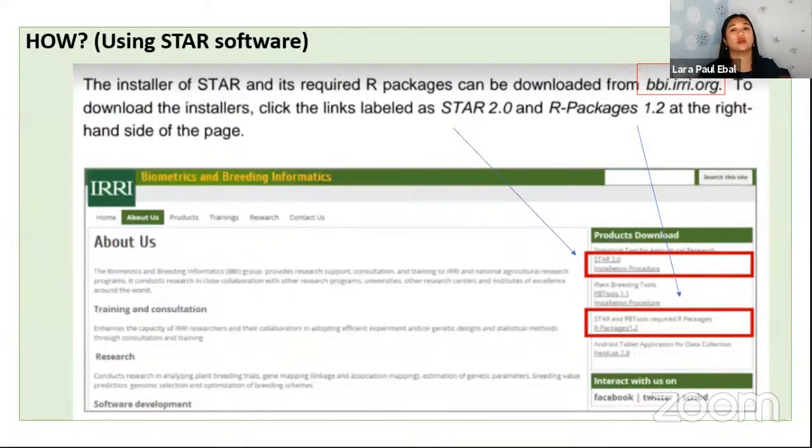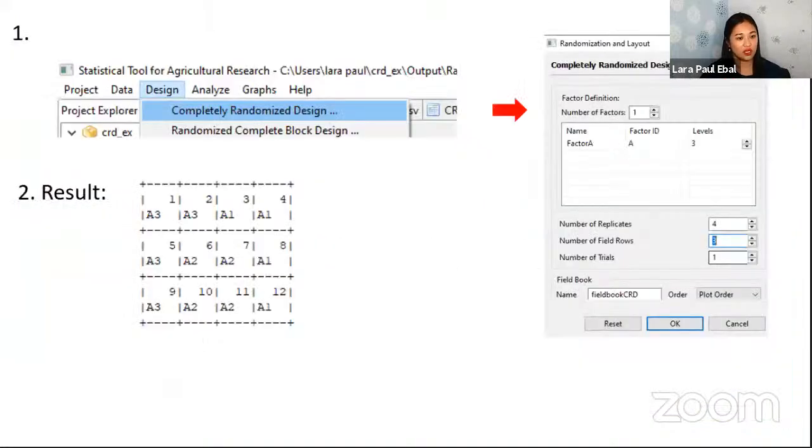Okay, I'm introducing now the R software because it's free. And then you can just download this. So you can go to this link or to this website, and then download this too. So this STAR will not work without this R package 1.2. So you still have to download R, but it's fine because after this, it's easy for you to do the analysis.